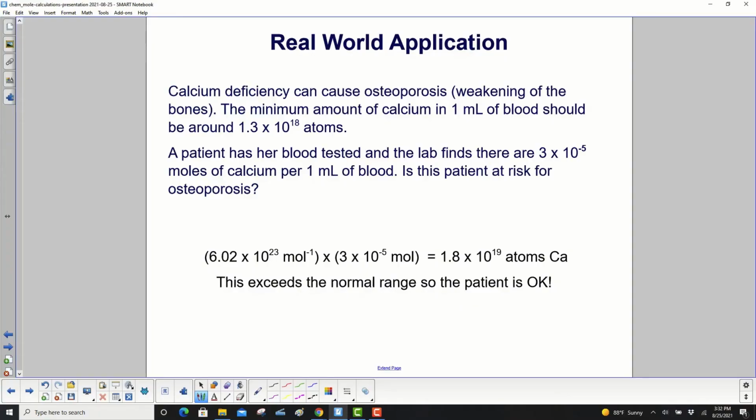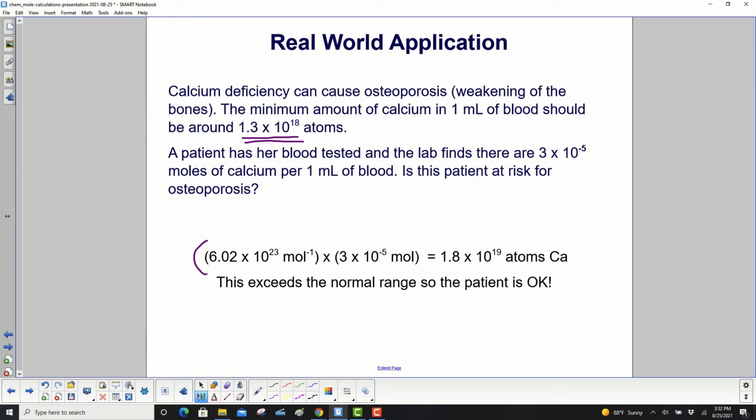Calcium deficiency can cause osteoporosis, which is a weakening of the bones. The minimum amount of calcium in 1 milliliter of blood should be around 1.3 times 10 to the 18th atoms. A patient has their blood tested, and the lab finds there are 3 times 10 to the minus 5th moles of calcium per 1 milliliter of blood. Is this patient at risk for osteoporosis?